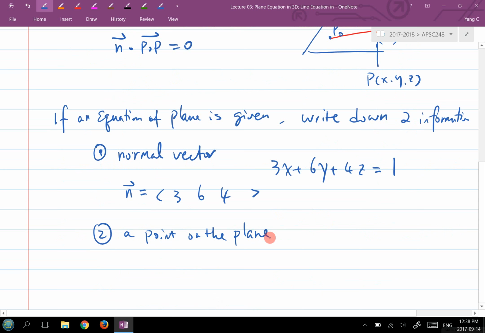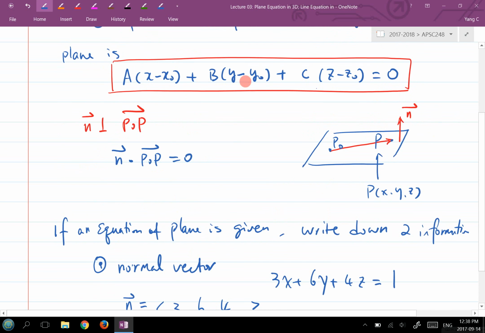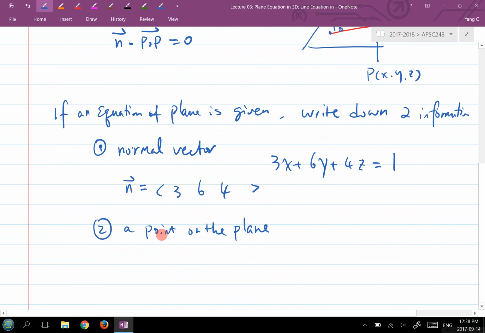However, if the equation given is in this format here, it's different from this format, right? How would you write down a point on the plane? So maybe let's sit here. Can you write down a point on this plane right here? How could you come up with a point on this plane?